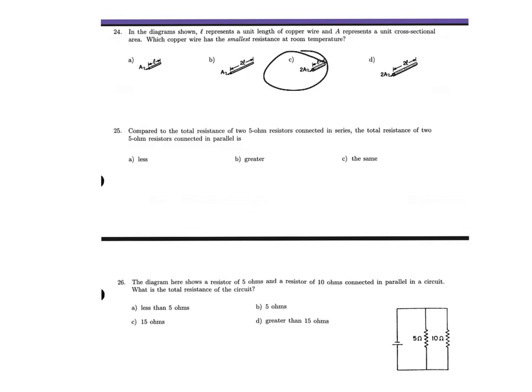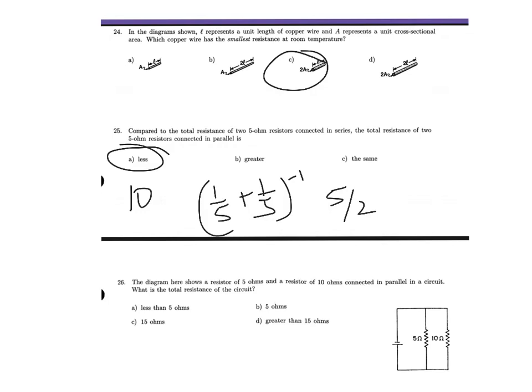Compared to the total resistance of two 5-ohm resistors connected in series, the total resistance of two 5-ohm resistors connected in parallel is less, because parallel is always less if you have the same resistors. If you want to check this, it would be 10 if they were in series, and 1/5 plus 1/5 inverted if they were in parallel, which comes out to be 5 over 2, which is 2.5.